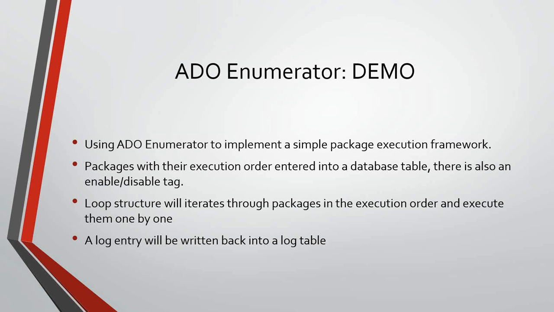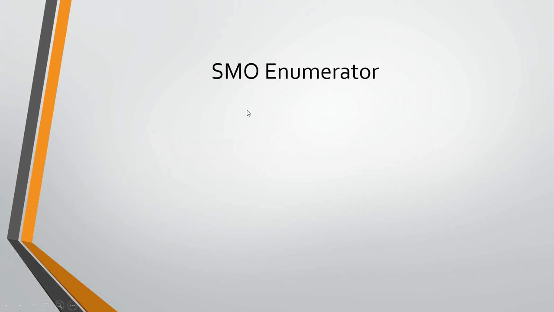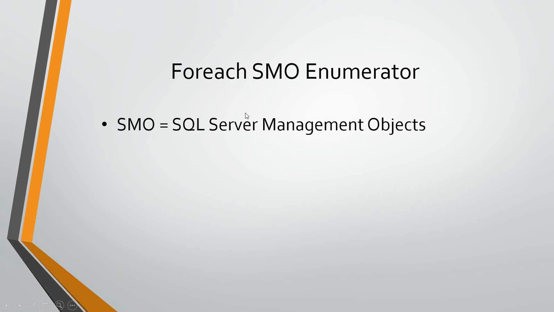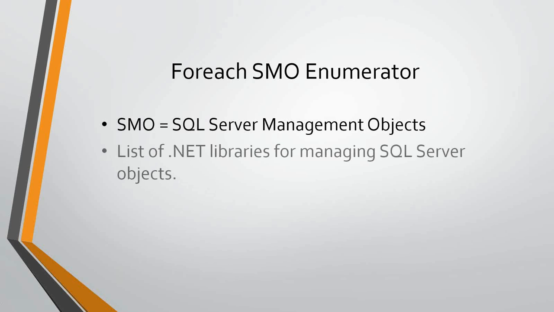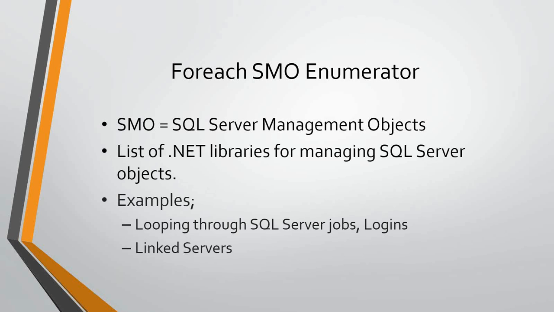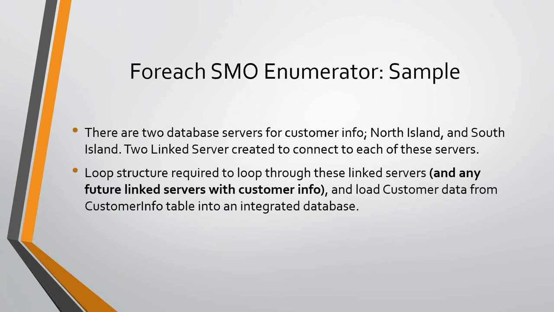Okay, so the SMO enumerator. SMO stands for SQL Server Management Objects, and this is a list of .NET libraries for managing SQL Server objects. Examples of this can be looping through SQL Server jobs, logins, linked servers, and tables. Some part of this information is equal to what is provided in the ADO.NET Schema Rowset enumerator as well. So this is another method of doing that.